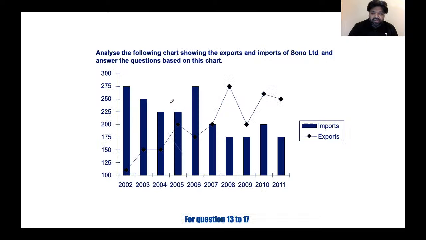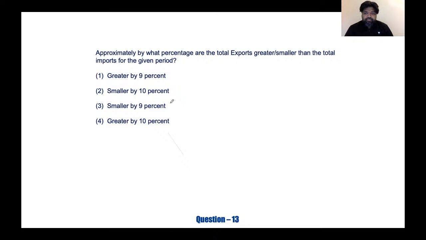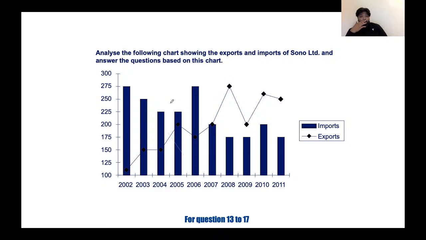Now these were the odd one outs. Now we'll start with the data interpretation thing. Please read the question. Exports and imports दिए हुए हैं. Export is the line chart, import is the bar chart. Cool? Solve question number 1. Total exports greater than the total imports for the given periods or smaller. Solve it guys.